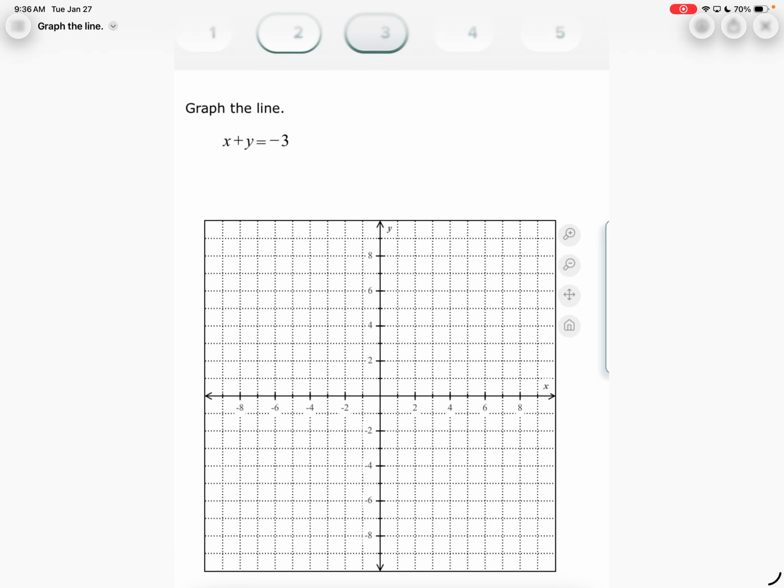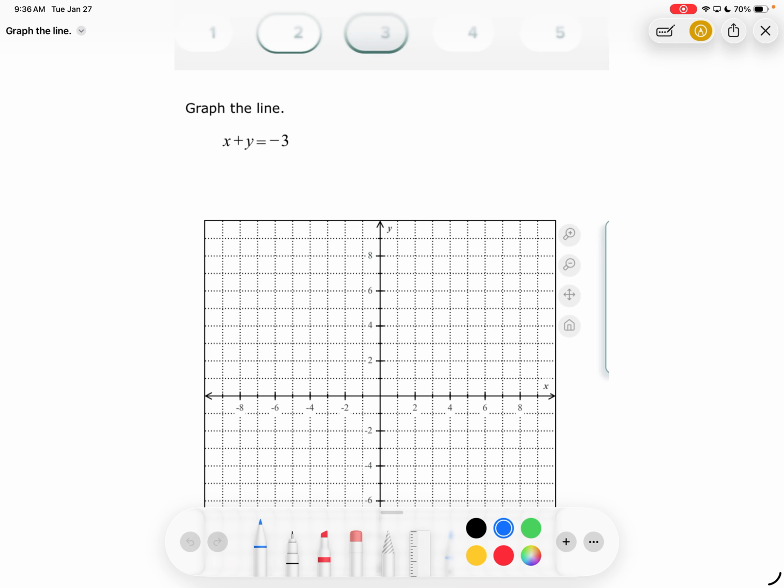All right, the next one is same thing, but it's not in y equals mx plus b. Technically, I think you could graph this any way you wanted to, but I think it's easier to move it to y equals mx plus b. So to get y by itself, I subtract x from both sides, so I get y equals -x minus 3.